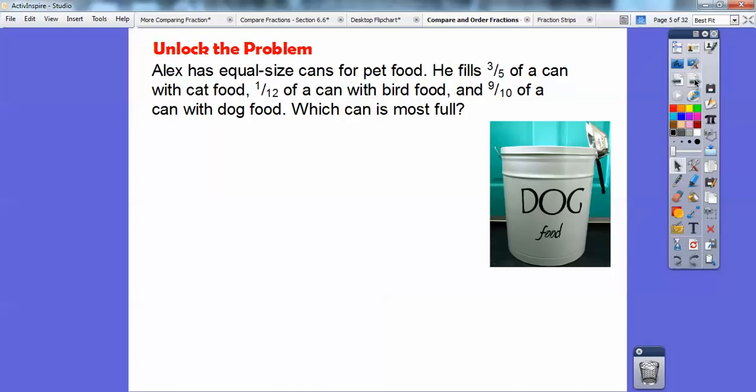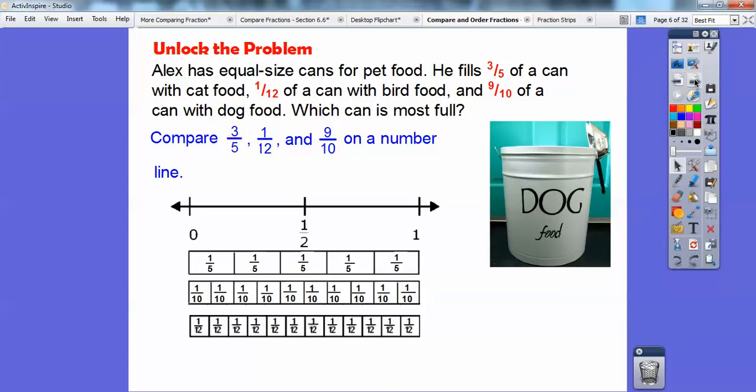Okay, here we go. Alex has equal size cans for pet food. He fills 3/5 of a can with cat food, 1/12 of a can with bird food, and 9/10 of a can with dog food. Which can is the most full? All right, so let's compare. We're comparing the fractions 3/5, 1/12, and 9/10. I'm going to compare them on a number line.